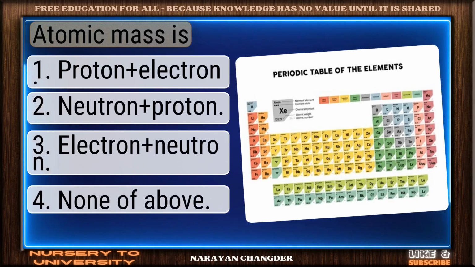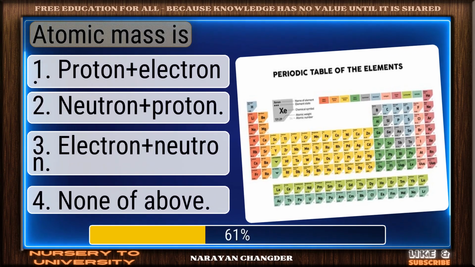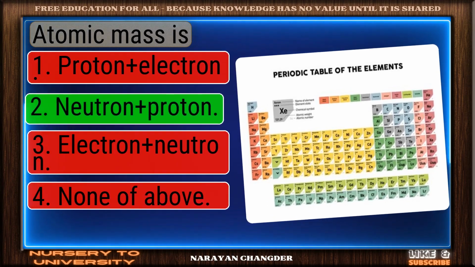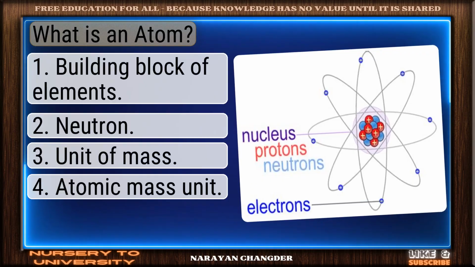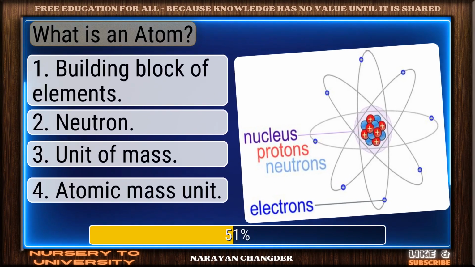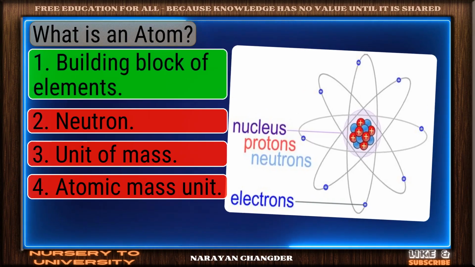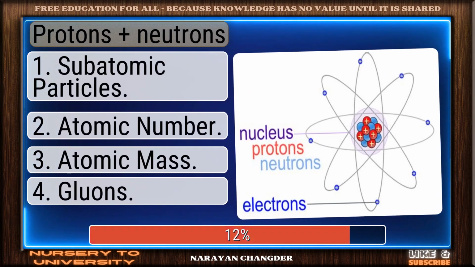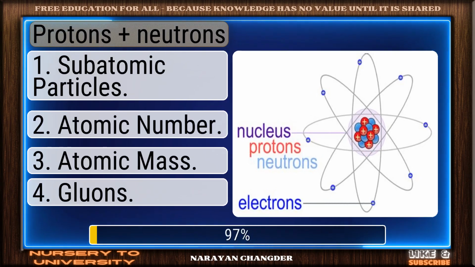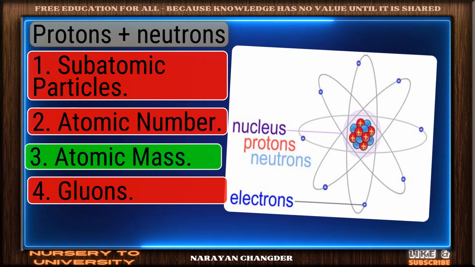Can you solve all these atomic structure questions? Atomic masses. Clear logic. Your choice neutron plus proton is sound. What is an atom? Well reasoned. Building block of elements is the correct choice. Protons plus neutrons. Excellent choice. Atomic mass is the right answer.